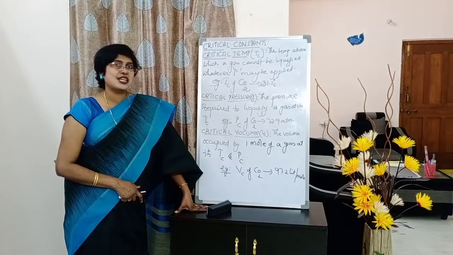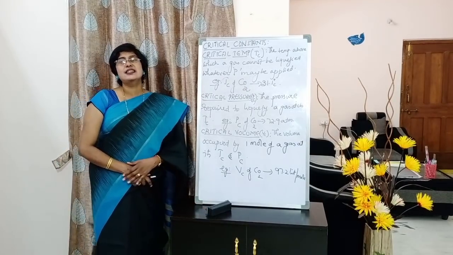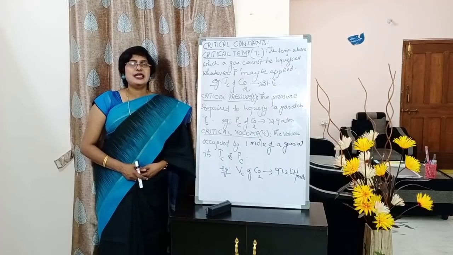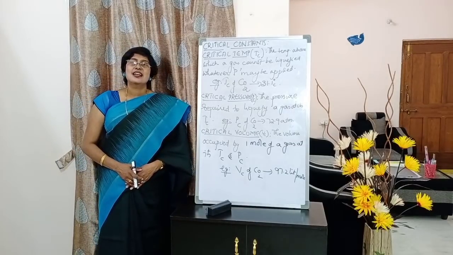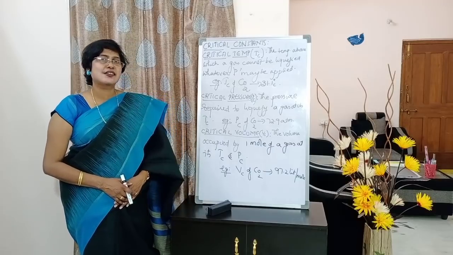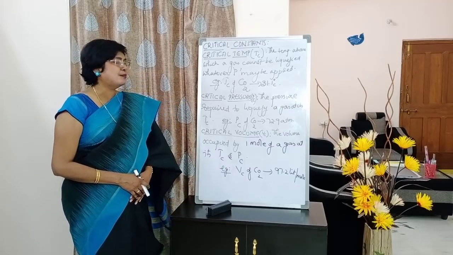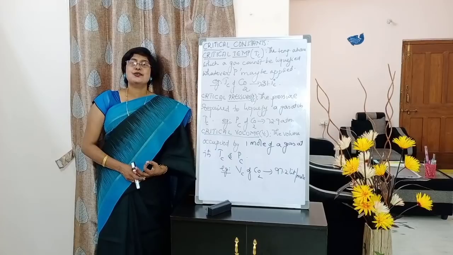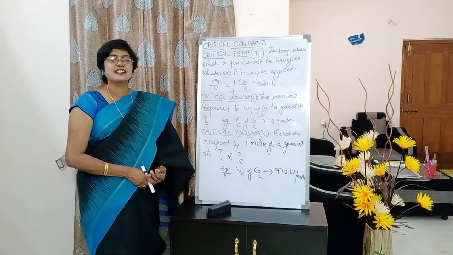Next, critical pressure, brackets PC. The pressure required to liquefy a gas at its critical temperature is called critical pressure. Full stop. Example, PC of carbon dioxide is 72.9 atmospheres. Next below, critical volume VC.